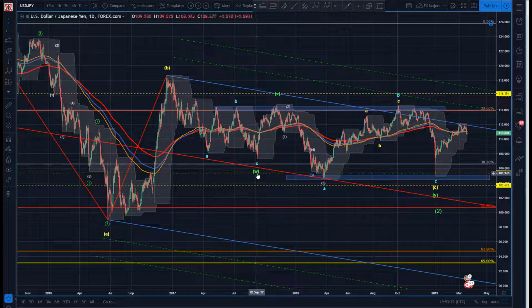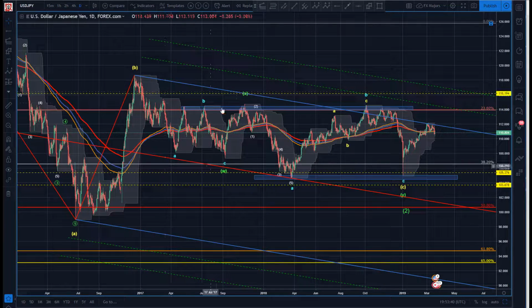So I think the WX, pardon me, it would be ABC into a W, ABC into an X. Now I've got a completed impulse. That's got to be my A. Per this relationship here, I can get an ABC into a B here. We come right back into this prior resistance.